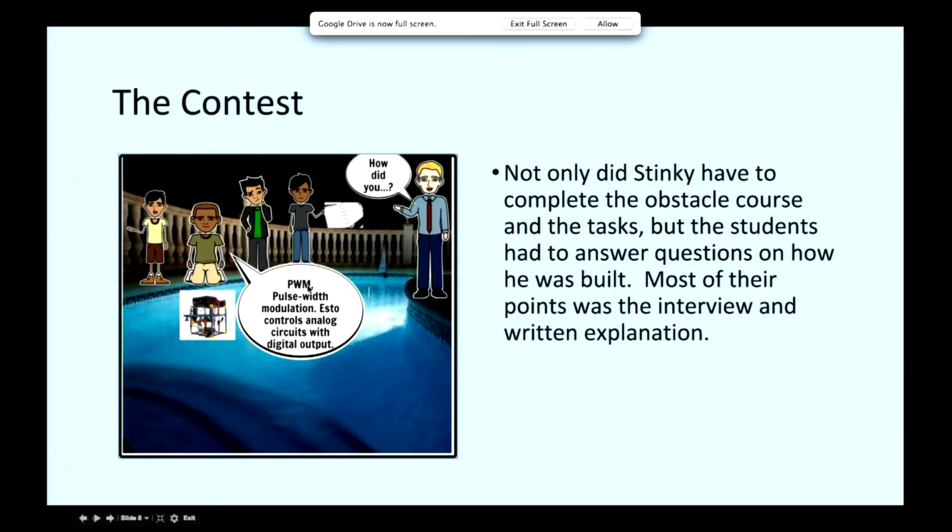How did you? PWM, pulse width modulation. ESTO controls analog circuits with digital output. So they had some problems they had to work through as they were developing their Stinky robot. An example would be refraction. For example, as a ray of light hits the pool, it's going to bend. They had to calculate that as they were designing their Stinky robot.